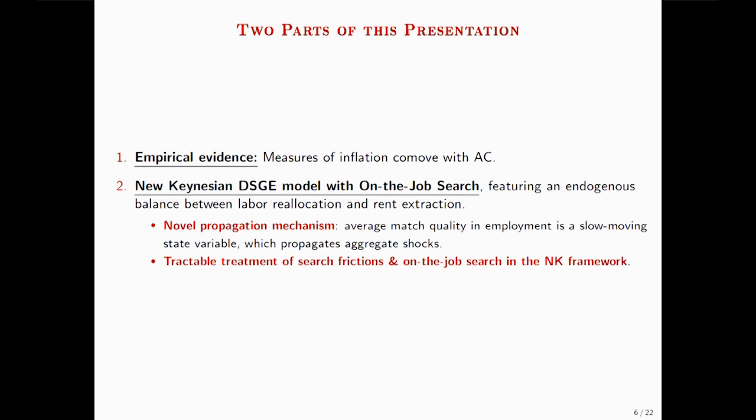And then I'm going to very briefly sketch a new Keynesian DSGE model with on-the-job search that does make sense in a theoretical framework of this balance between labor reallocation and rent extraction. And one of the contributions here will be a tractable treatment of search frictions with on-the-job search in the new Keynesian framework. So, empirics. Just some orders of magnitude to start with.